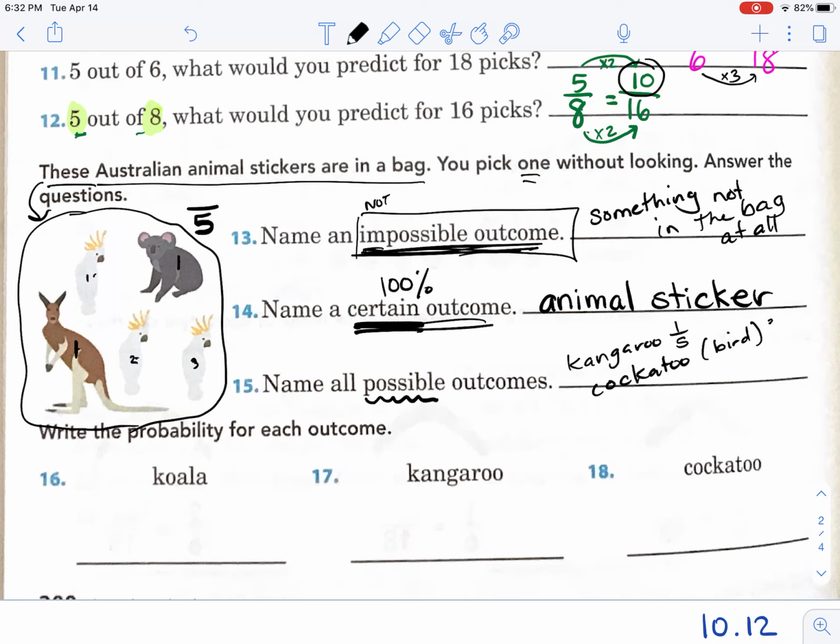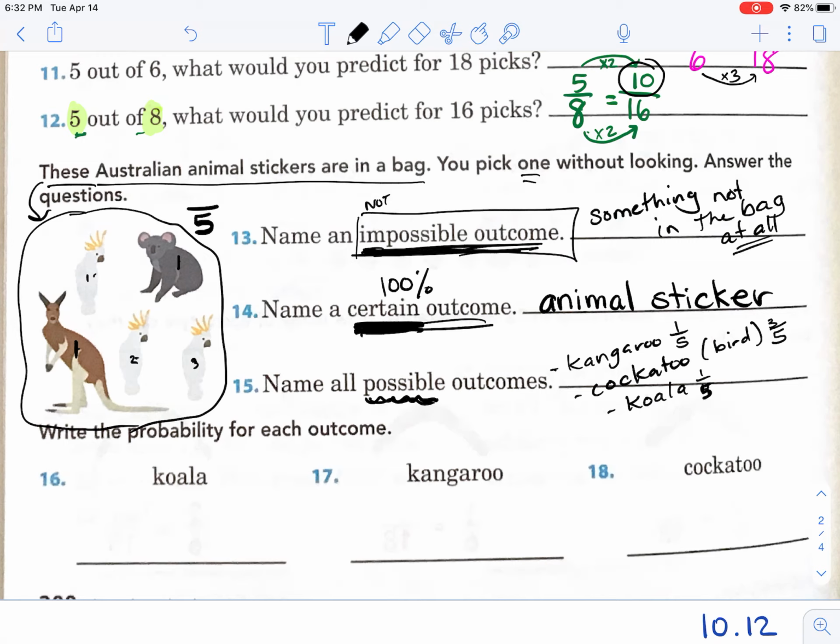And the probability for that one is 3/5. And my last possibility is a koala. And we knew that that was 1/5. These are all our possible outcomes. And these are all fifths. And these are all stickers. So the only possible are the kangaroo, the cockatoo, and the koala. So possible has to be something in the bag. Certain is what everything is. Like no matter what, when you pull it out, that's going to be it. Impossible means it's not in the bag at all.